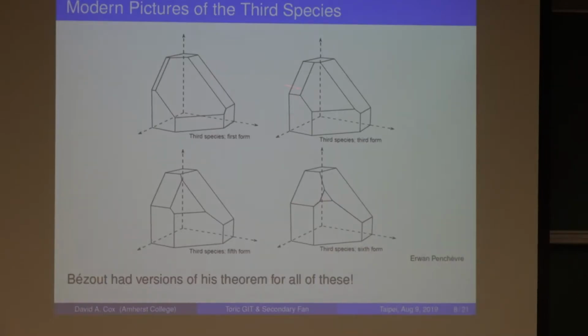So basically we're looking at a path through the secondary fan based on polytopes described 240 years ago. So it's just wonderful stuff. And Bezout had Bezout theorems for every one of these, derived very elaborately. That's part of why the book's 500 pages long. And so it's just great.